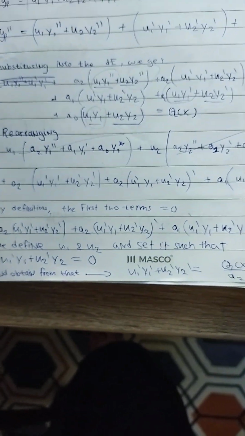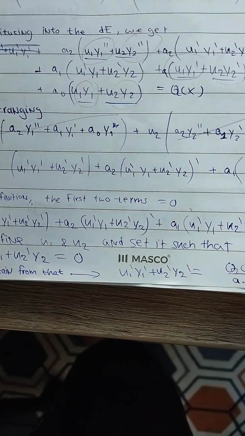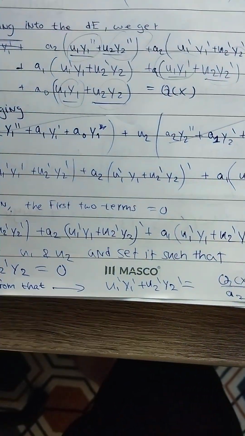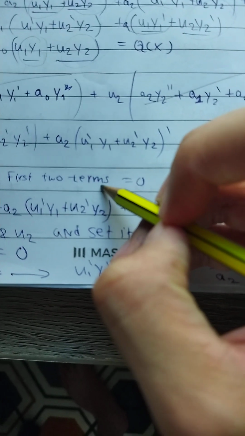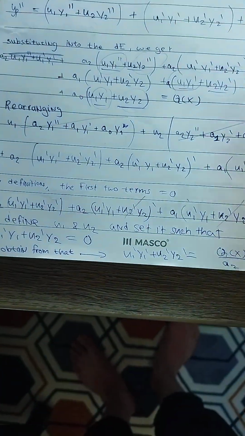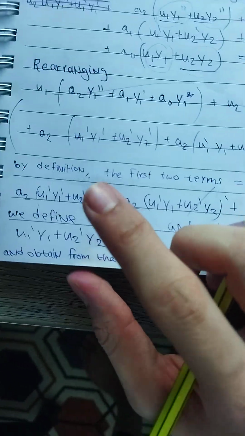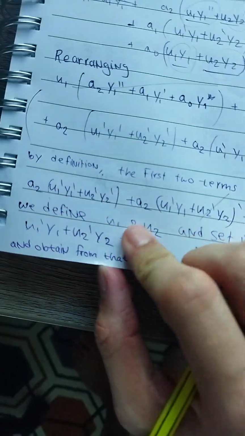Now, if we define u1 prime y1 plus u2 prime y2 to be equal to 0, we can get rid of this term and this term. Then we have this term equal to q of x, which we can simplify.